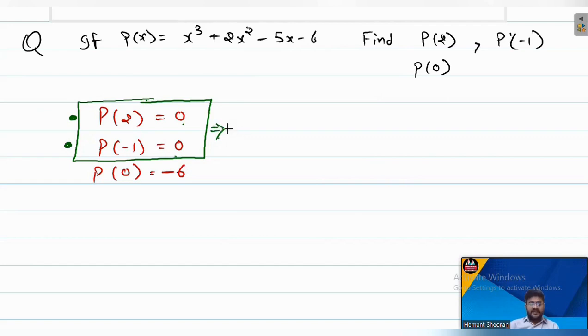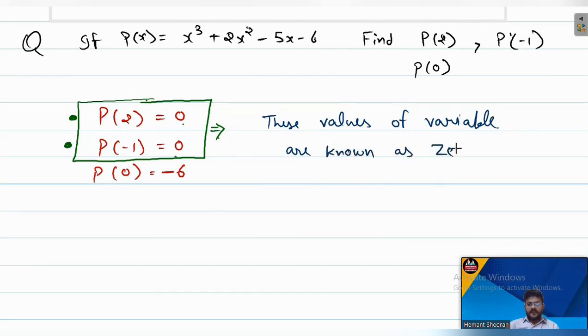Okay, there is something special. They are giving you 0 when you substitute them. So when you're substituting 2 and -1 in this polynomial, we are getting our answer as 0. So those values of the variable which will give you the answer 0 for that polynomial, you will call it a zero of that polynomial. Okay. So what are we going to name them? These values of the variable are known as zeros of the polynomial. Okay.